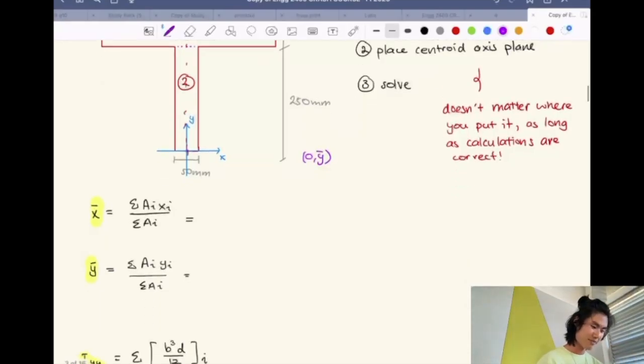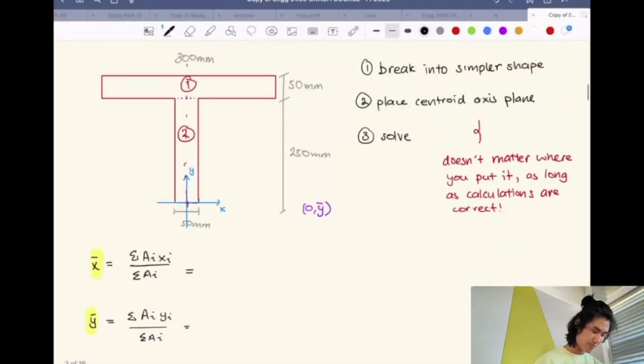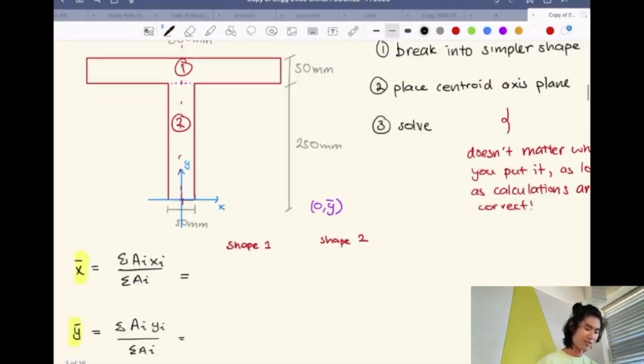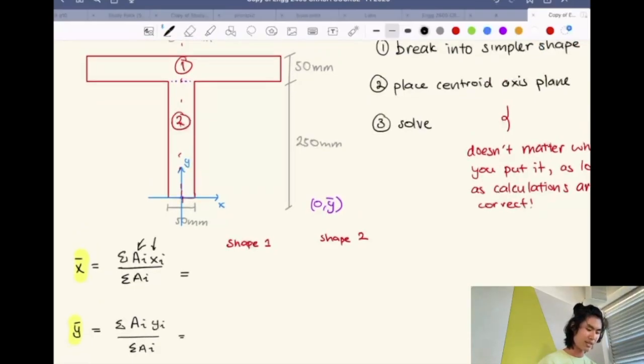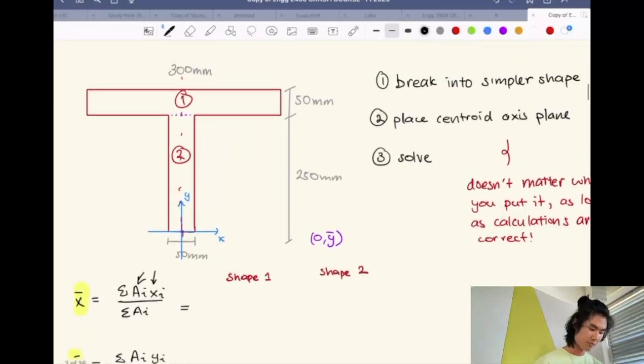So let's find the centroids. Let's break it down first, and I'll have you guys help me. Let's think about shape 1, and let's think about shape 2. What would the values for A and X be for shape 1 and shape 2? So yeah, X will be 0.